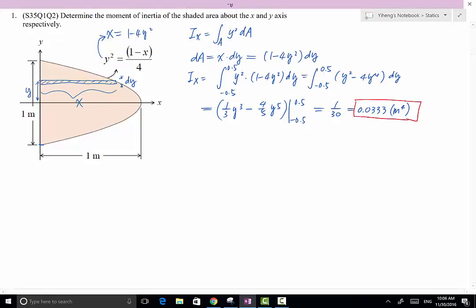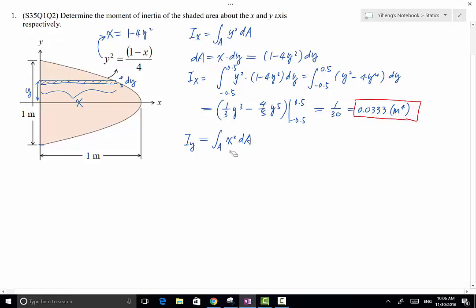Now let's move on to find Iy, which is the area moment of inertia about the y-axis. The equation is the same. We integrate throughout the area x squared dA, which is, again, the area of the differential element, and x is the perpendicular distance to the y-axis.